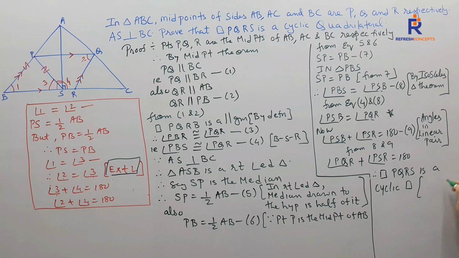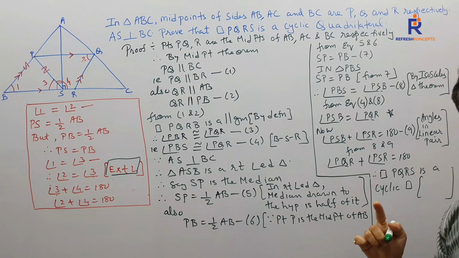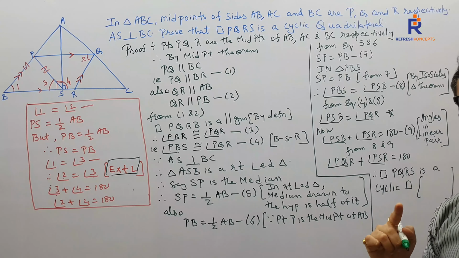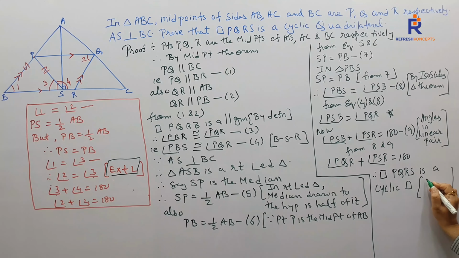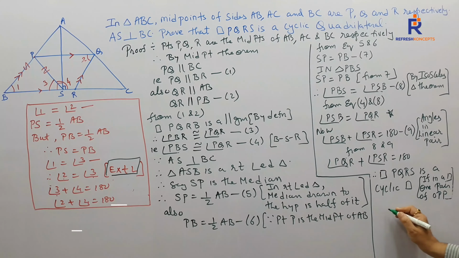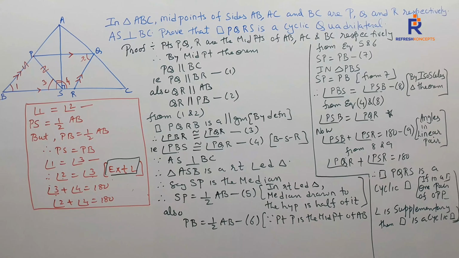What is the reason? Reason is what you need to write down. If in a quadrilateral one pair of opposite angles is supplementary, then the quadrilateral is a cyclic quadrilateral. I want my children to write this down. Right, children? I hope you have understood the entire sum. Sure? That's it.